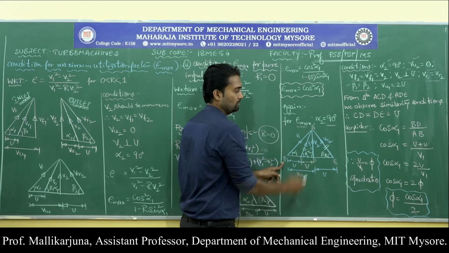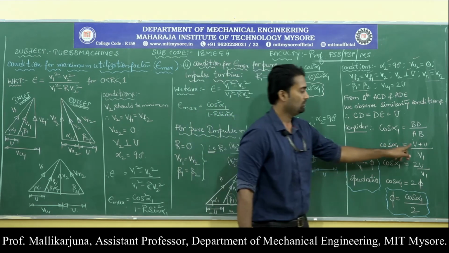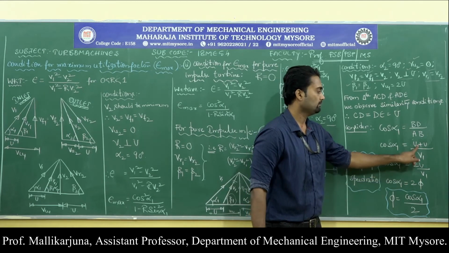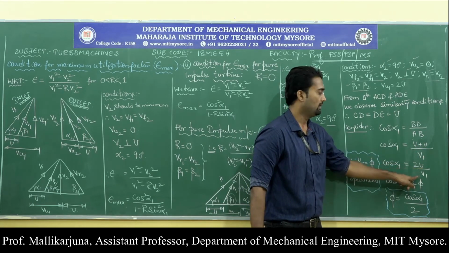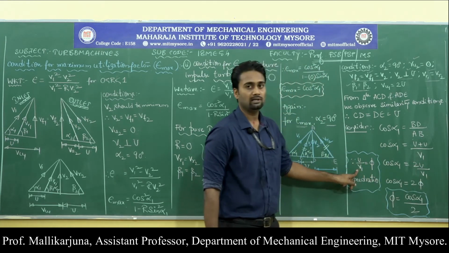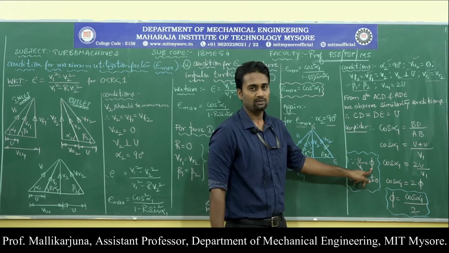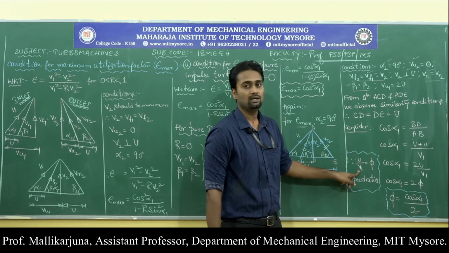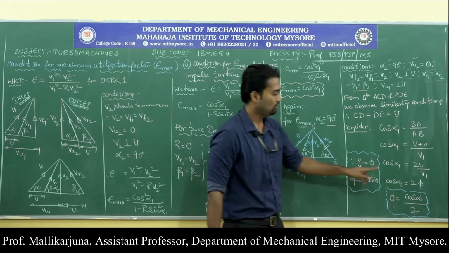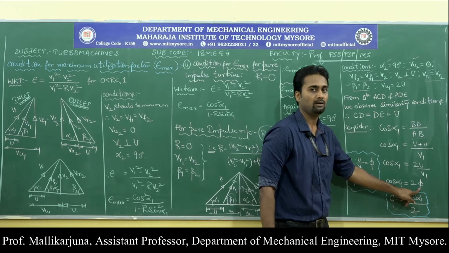Which is nothing but U plus U. What is the value of AB? Which is nothing but V1. U plus U divided by V1. Cos alpha 1 will be equal to U plus U, which is nothing but 2U divided by V1. But we knew U by V1 has been given the name of speed ratio, and it is notated by phi, which is nothing but blade velocity to the fluid velocity at the inlet has been considered as speed ratio. So now cos alpha 1 becomes 2 times of U by V1, which is nothing but 2 phi.